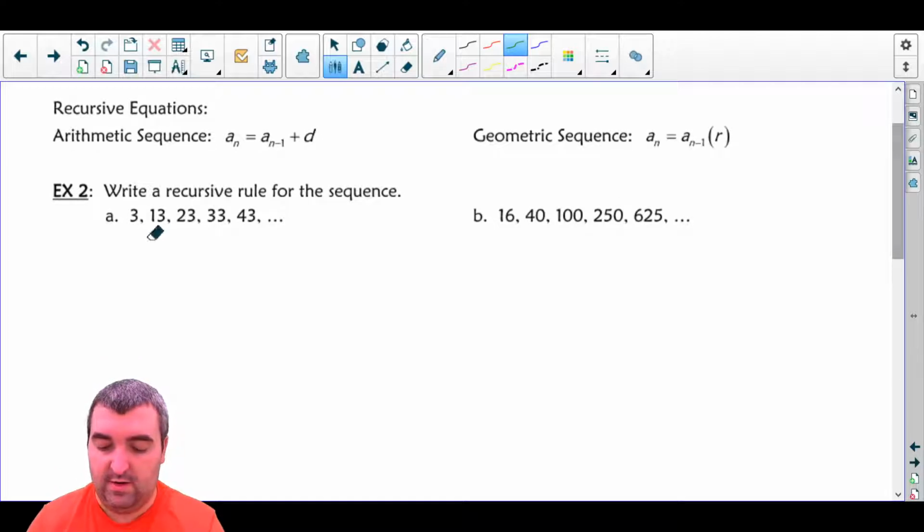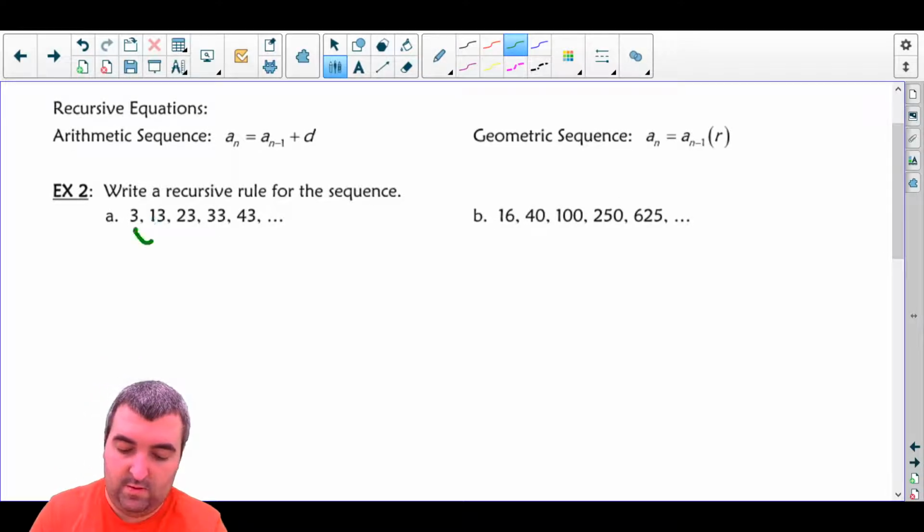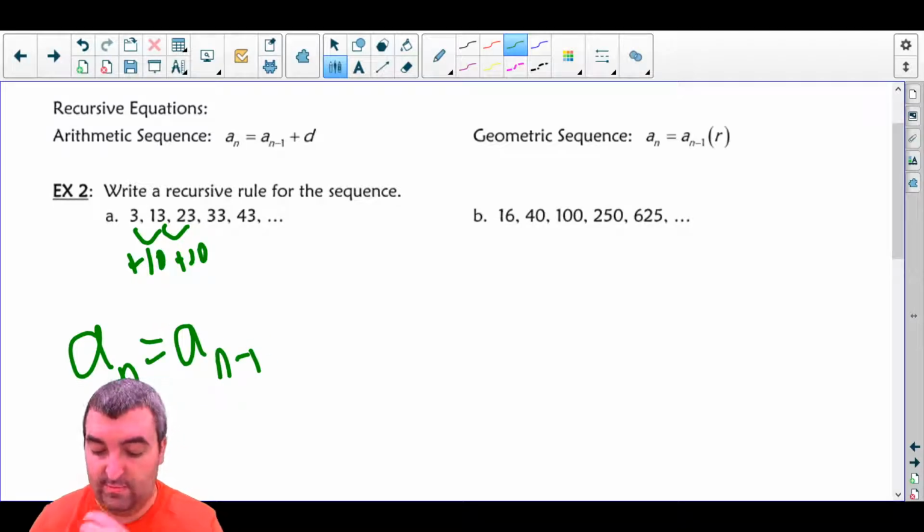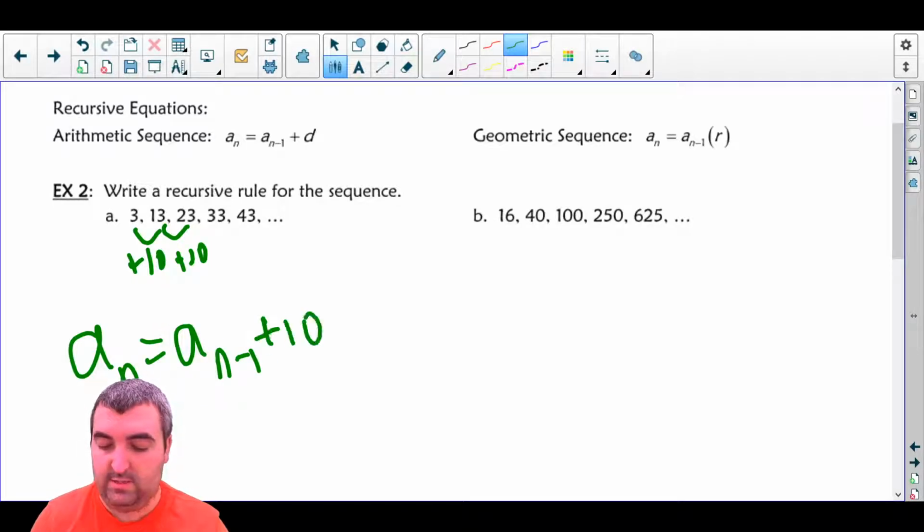So here we could see we are adding 10 every time. So my recursive rule is a sub n equals the previous term, so a sub n minus 1 plus 10. And that's it, right? And that's the way we kind of think about sequences anyways. We're thinking, oh, we're adding 10 to the last term, to the previous term, to find the next term.